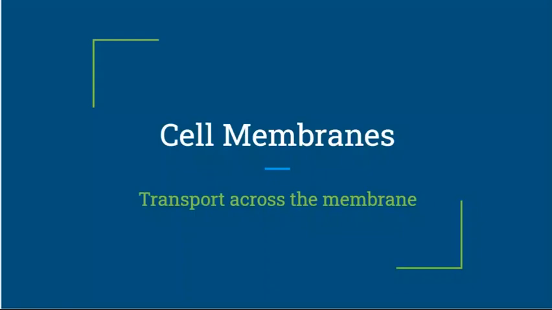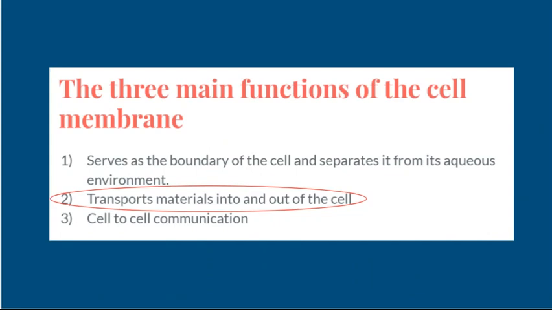Last lecture focused on the cell membrane, its structure and its function. And if you remember, we mentioned that there were three different functions, right? And we talked about 1 and 3. We talked about how it serves as the boundary, and we talked about cell-to-cell communication. So today we're focusing entirely on transport. So how things get across the cell membrane, aka how things get into and out of a cell.